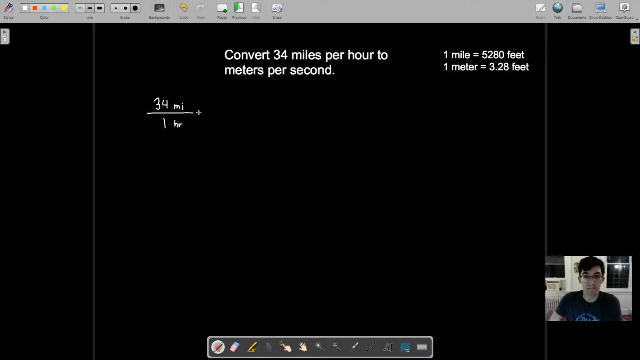So now I'm going to go ahead and do what I did before. I'm going to convert my miles into my meters. The first conversion factor that I'm going to use is 1 mile on the bottom, because mile is on the top here, so we need mile on the bottom, to 5,280 feet. Okay? And then I'm going to use my other conversion factor here. I have 3.28 feet on the bottom, because feet is on the top in the previous fraction, and 1 meter on the top.